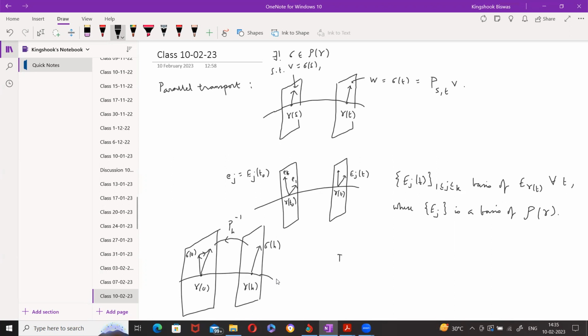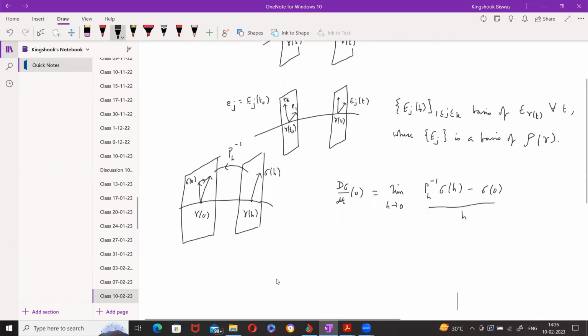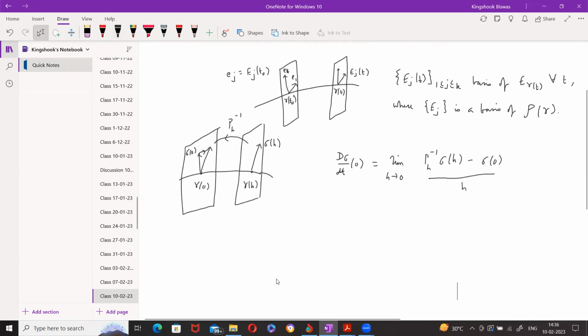Okay. So D sigma dt at 0 is equal to the limit h tends to 0 of ph inverse sigma h minus sigma 0, over h. Okay. Is this all right? Yeah.